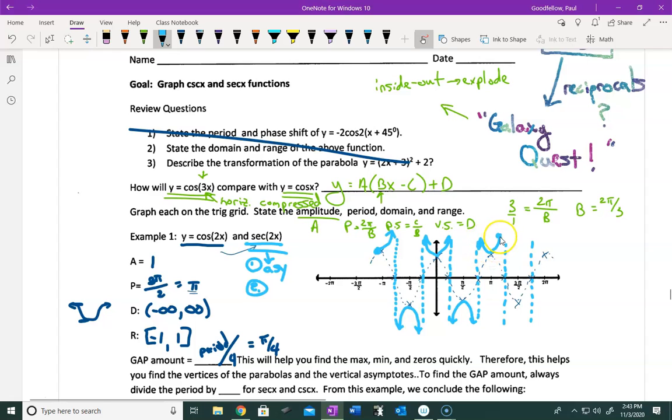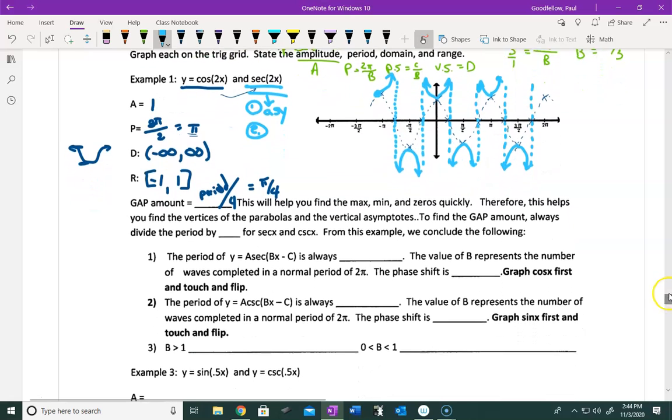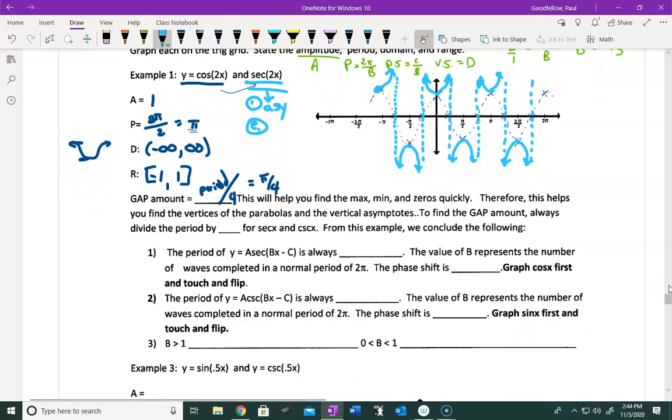So the key here is really not so much the secant graph alone, but the underlying parent graph of the cosine wave, which creates the secant wave. And it's just a reciprocal, or a flipped up, turned inside out version of it. Okay? So it really helps when you do these graphs to find the vertices and the vertical asymptotes. The vertices are of the parabolas, or the vertical asymptotes. You need both of those concepts, and to find the gap amount, which will always be the period divided by 4, to help you understand what secant and cosecant is.